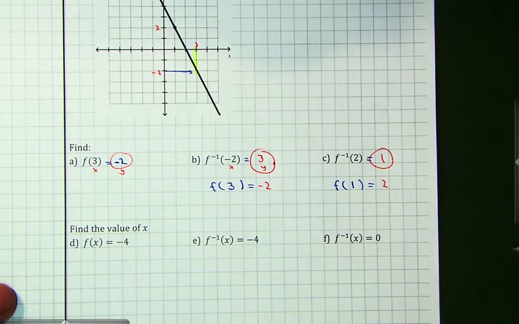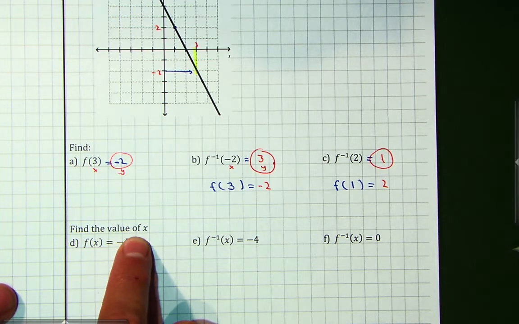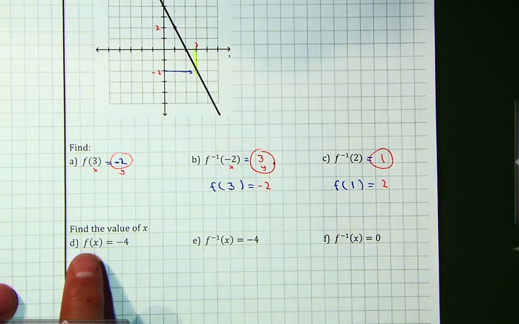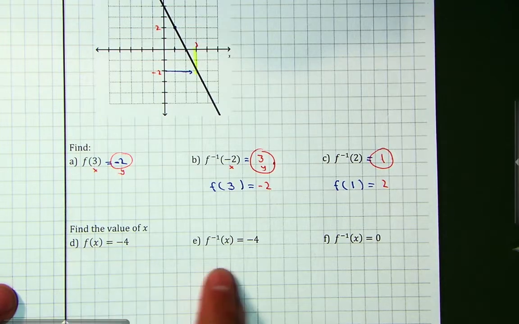So let's try. Find the value of x. Try D, E, and F. See what you get, and we can compare our answers. Go and pause it.